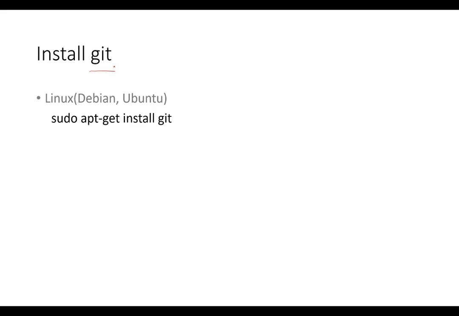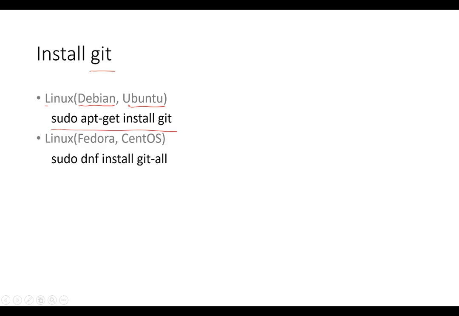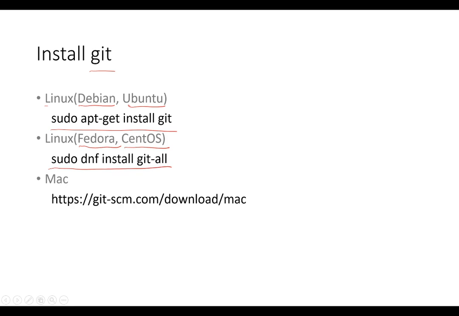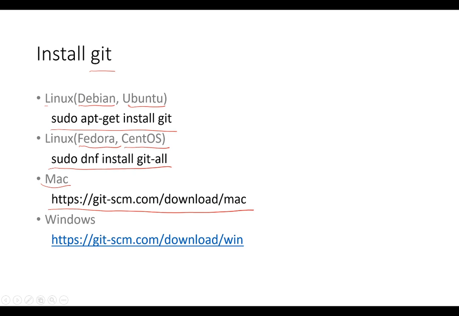Let's install Git. If your system is Linux, Debian, or Ubuntu, you can use this command to install. If your system is Fedora or CentOS Linux, you can use this command. If your system is a Mac, Git has been installed on your machine. You can also still use the installer from this link to install the latest Git tool. For Windows, you can download Git from this link.